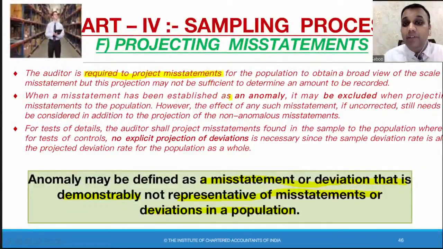If a misstatement has been established as an anomaly, it may be excluded while doing such projection, because anomaly would give different results. We have to treat it separately. We have to consider it separately now. And the effect of anomaly, if uncorrected, we have to get it corrected. If it is uncorrected, we have to add it to our final result of projecting misstatements on the population.